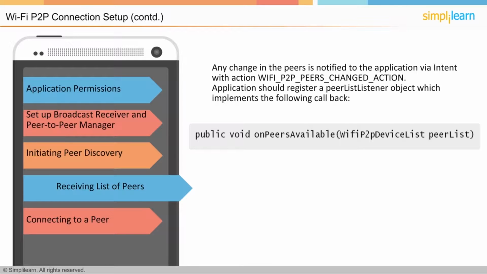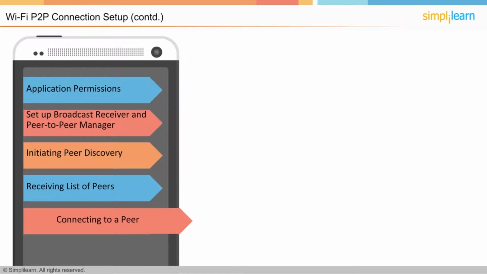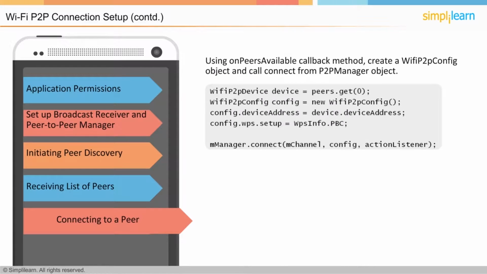If our application is managing a list of peers, flush out our existing list and create a new one. The last step in establishing a P2P connection is selecting a peer and initiating connection. From the list of peers received via onPeersAvailable callback method, choose a peer, create a Wi-Fi P2P config object, and call connect from P2P Manager object.